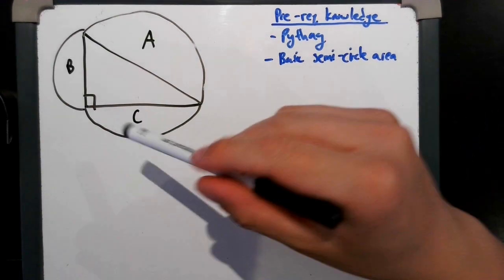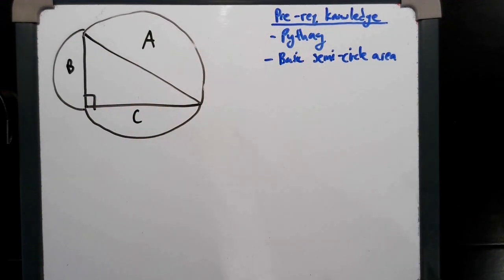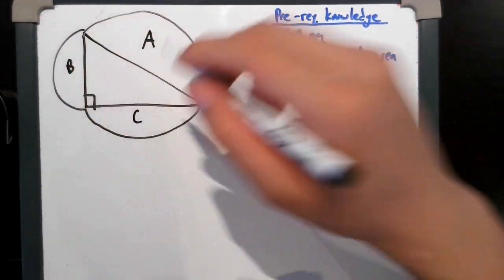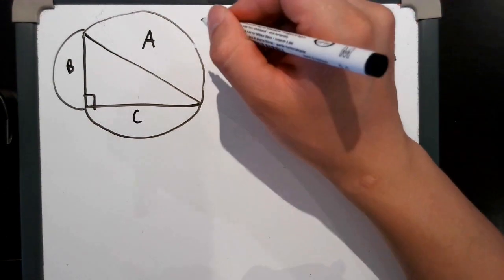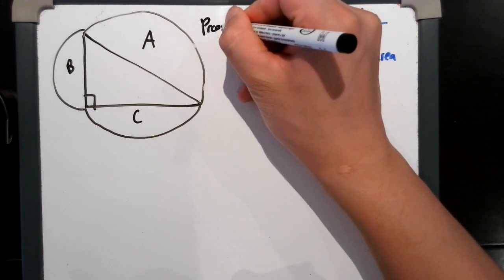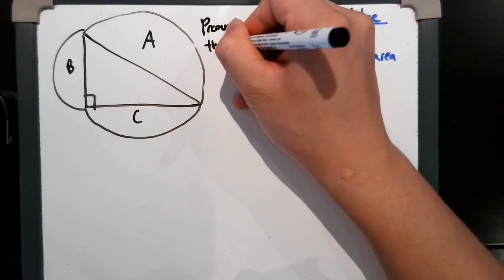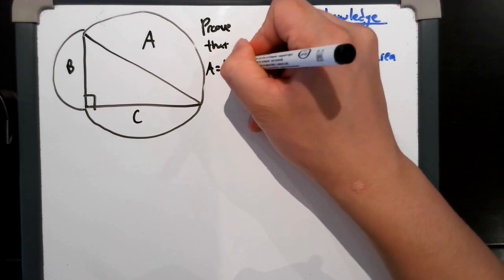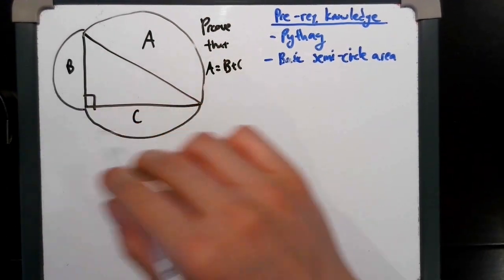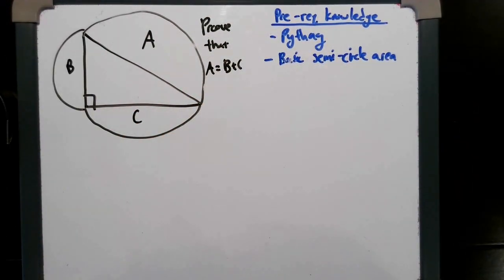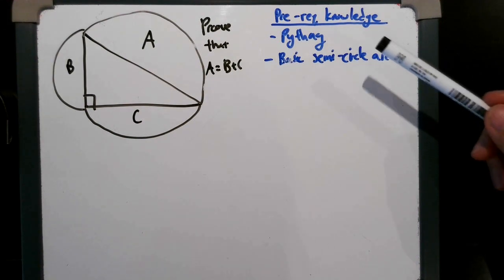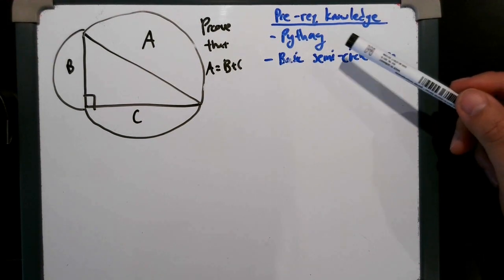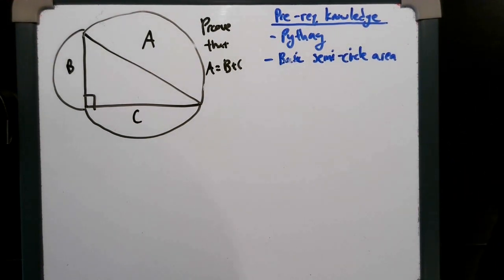Here we have a right angle triangle with semicircles A, B, and C. Again, they're very crudely drawn, and we need to prove that the area of A equals B plus C. So the two smaller semicircles equal the hypotenuse semicircle. In terms of prerequisite knowledge, there are just two things: basic Pythag and basic semicircle area.